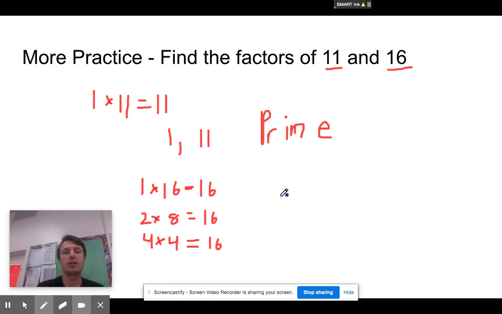So listing the factors of 16 in order from least to greatest, it would be 1, because 1 times 16 is 16. 2, because 2 times 8 is 16. 4, because 4 times 4 is 16. 8, because 8 times 2 is 16. And 16, because 16 times 1 is 16. Now, there's more than two factors of 16. That means 16 is a composite number.